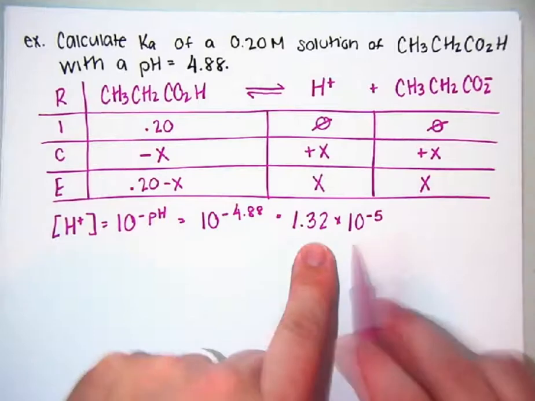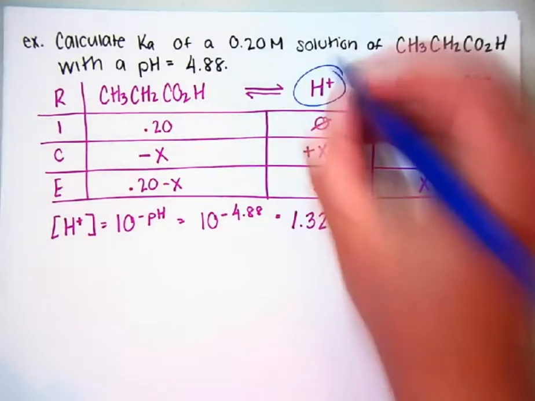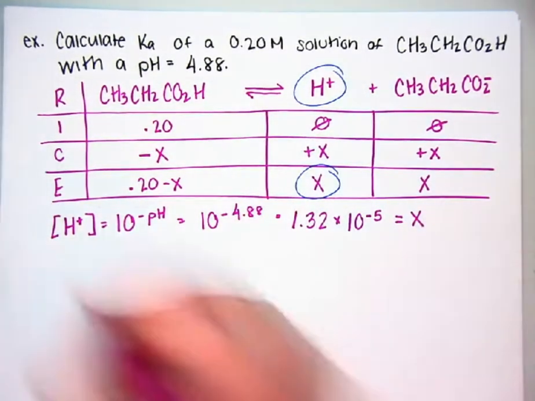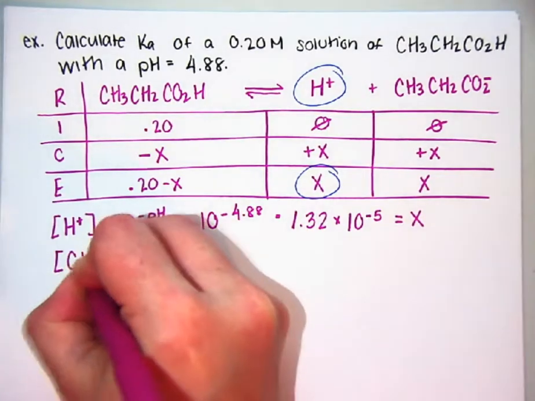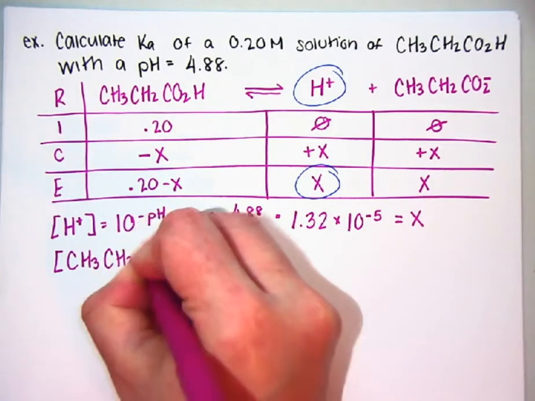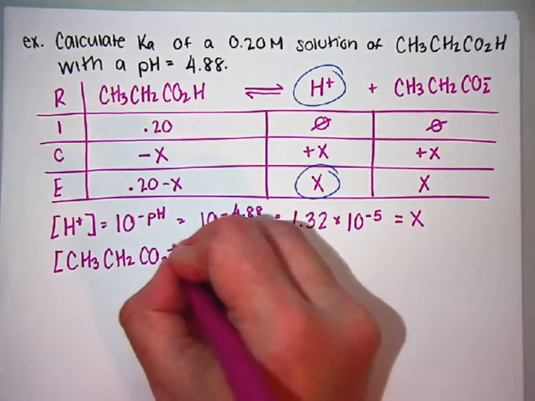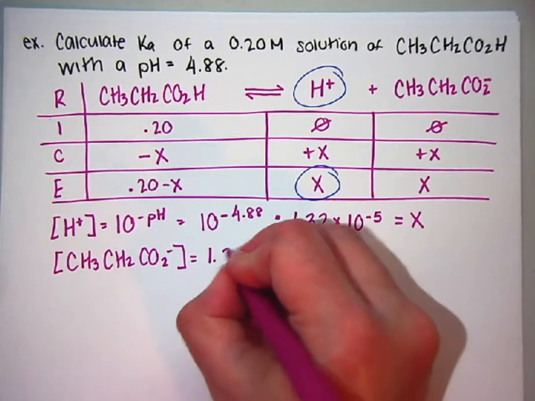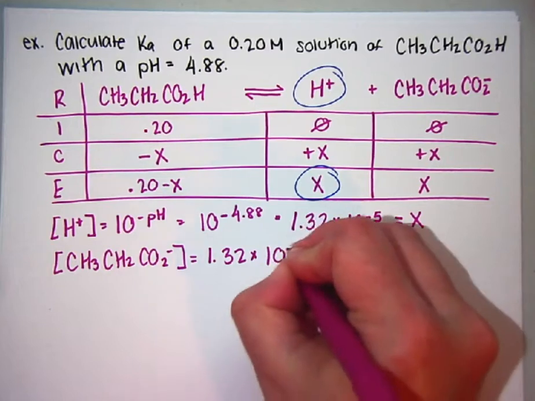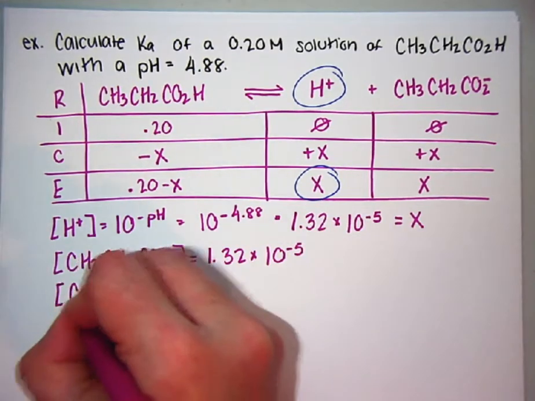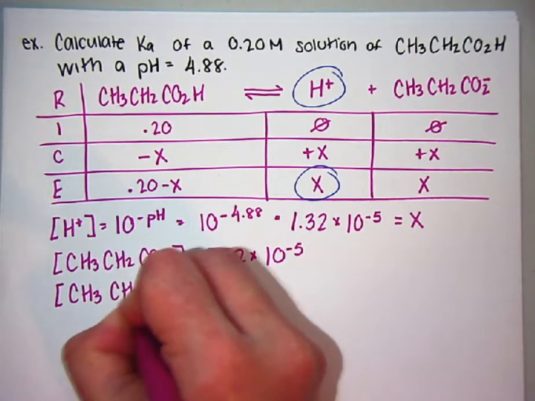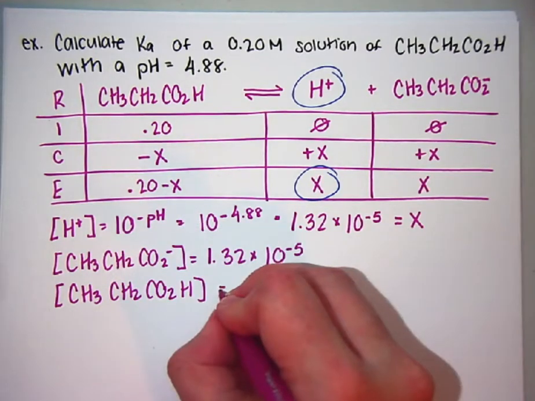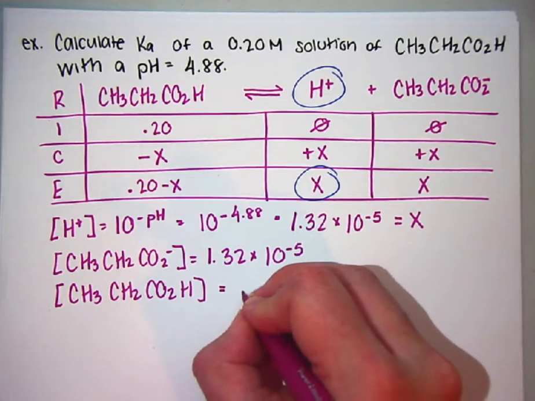So this is the concentration of H+, but at equilibrium, the concentration of H+ is equal to X. X is 1.32 times 10 to the negative fifth. Propionic acid at equilibrium is 0.20 minus X. Let's assume X is negligible, so 0.20.